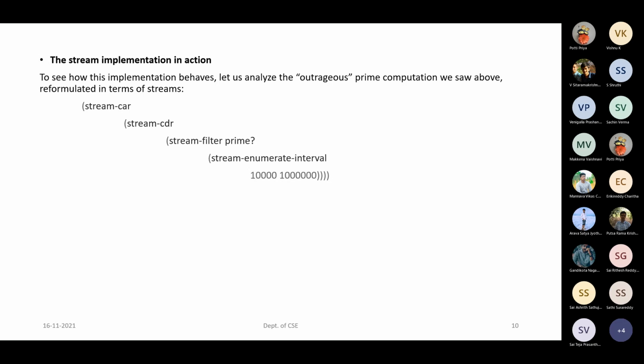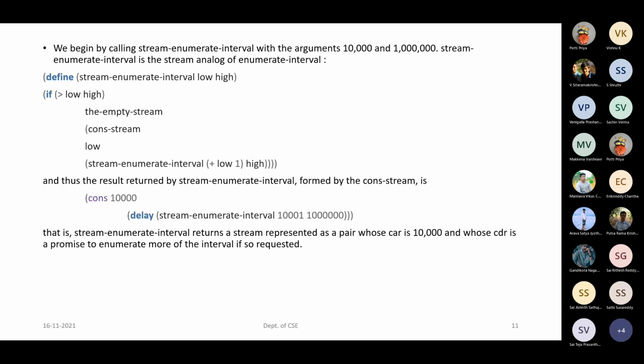Okay, so now let us see how this works. Based on streams, these are the small changes we are going to apply: stream car instead of car, stream CDR instead of CDR, and the filter procedure, enumerate interval procedure and map procedure, we have already seen how they have been changed. Similarly, other procedures like accumulate can all be modified by using stream car and stream CDR. Just as an example, let's see how stream enumerate interval would be rewritten. Here the arguments remain the same, low and high.